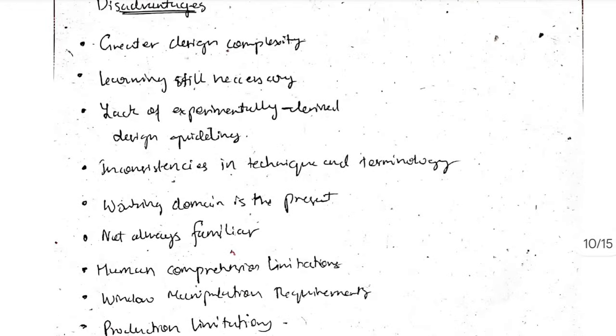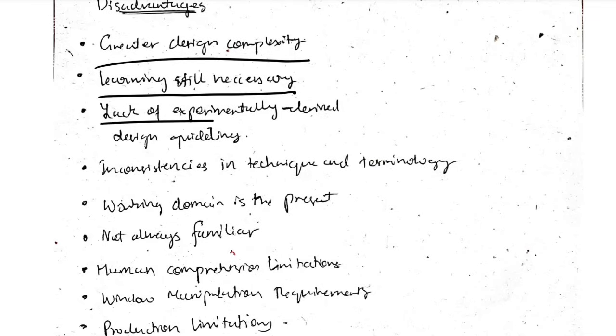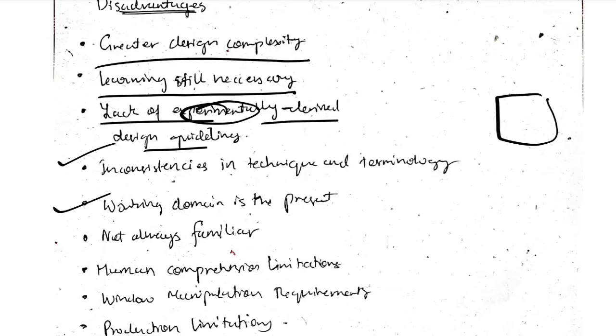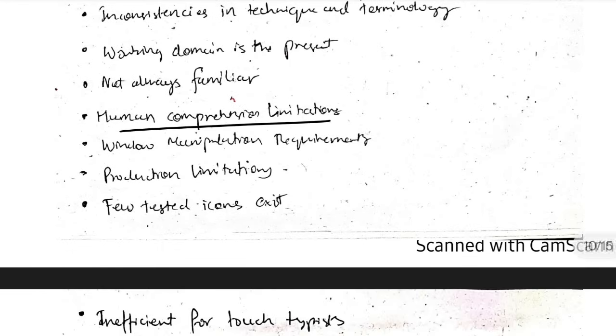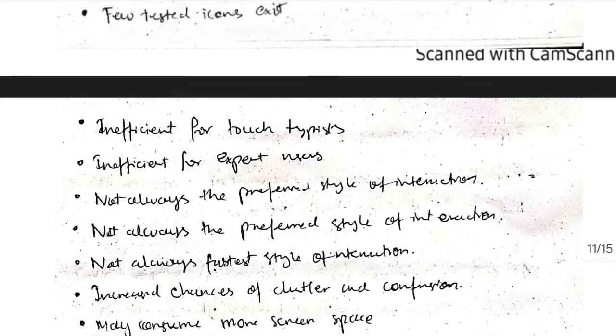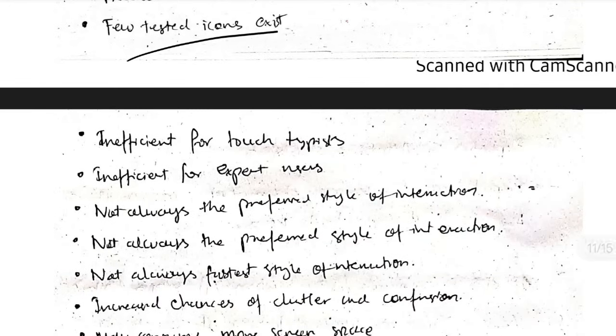Moving on to the disadvantages: greater design complexity. Learning is still necessary because without learning you can't do anything. Lack of experimentally derived design guidelines, so it's just trial and test. It is not experimentally derived. Okay. Inconsistencies are there, and the working domain is not always present. It might not always be familiar. Human comprehension limitations: humans might not comprehend what actually could be done. Window manipulation techniques, production limitation, few tested icons exist, only a few tested icons exist, all others are just in trials.